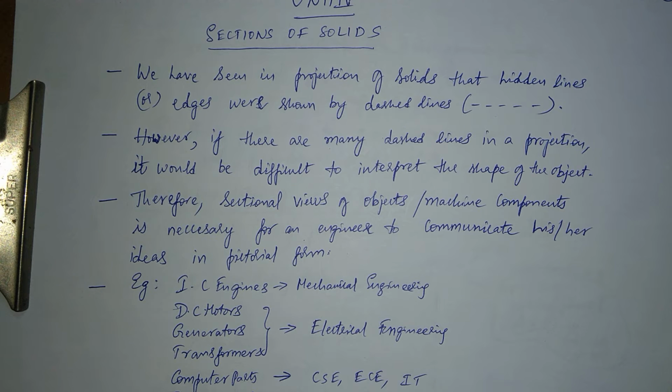Therefore, sectional views of objects or machine components are necessary for an engineer to communicate his or her ideas in pictorial form. We just draw a pictorial diagram and then show the section of how it looks. This is basically the idea of sections of solids.